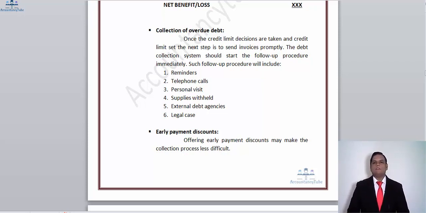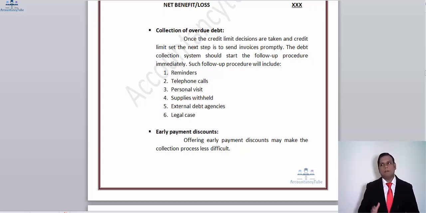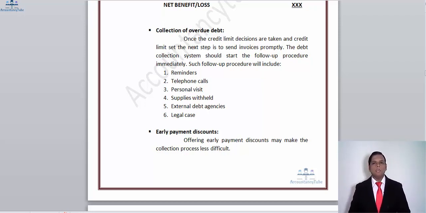In rare circumstances, if that doesn't work, then the third step is a personal visit. Our sales representative and our receivables representative will go there and discuss the scenario with the customer. Then we have supplies withheld. Now steps 4, 5 and 6 are extreme case scenarios.